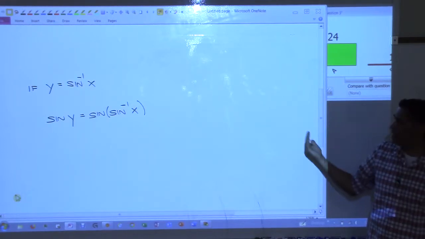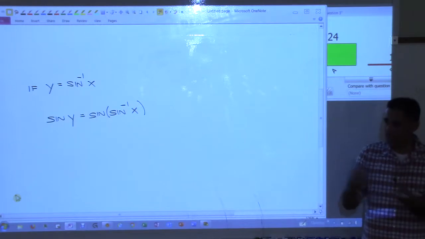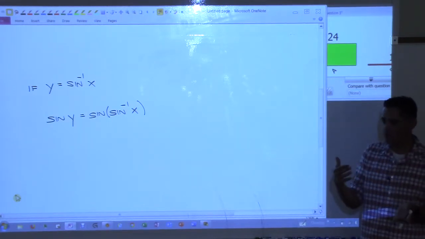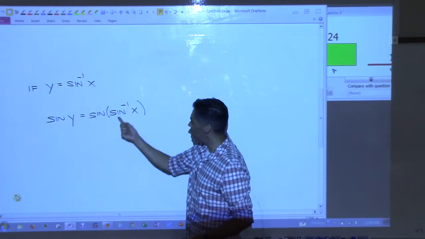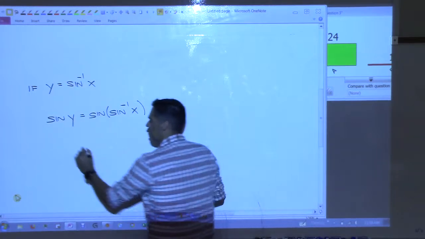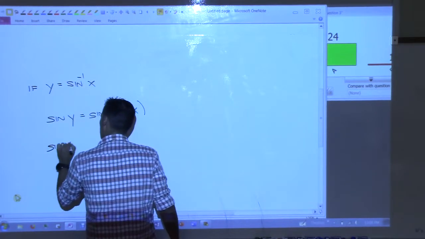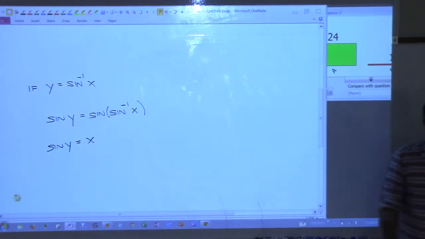On the right-hand side, what happens when you put sine and arcsine together? They cancel out. That's because they're inverse functions. One of them undoes the other one. So whatever happens, x goes into here, this one sends it back to x. So this right side just becomes x, like that.